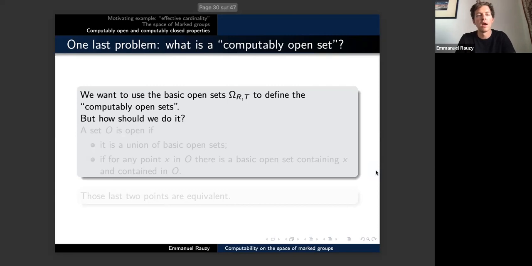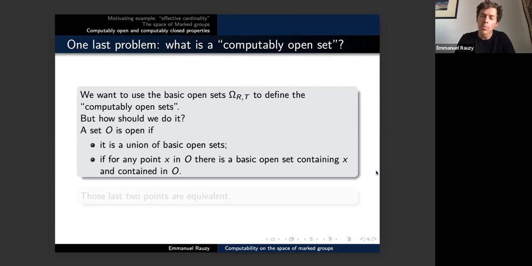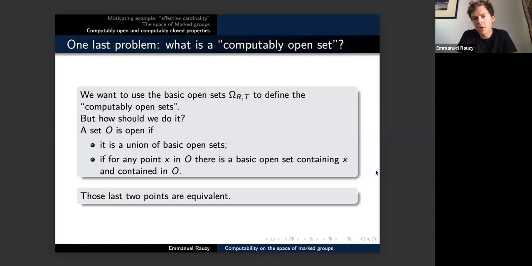So first, we should recall what are the open sets generated by a topological basis. When you know a basis for a topology, a set is open if it is a union of basic open sets. Or you could say also that the set is open if for any point in this set there is a basic open set containing this point and contained in your open set. These are equivalent definitions of the open set generated by a basis.